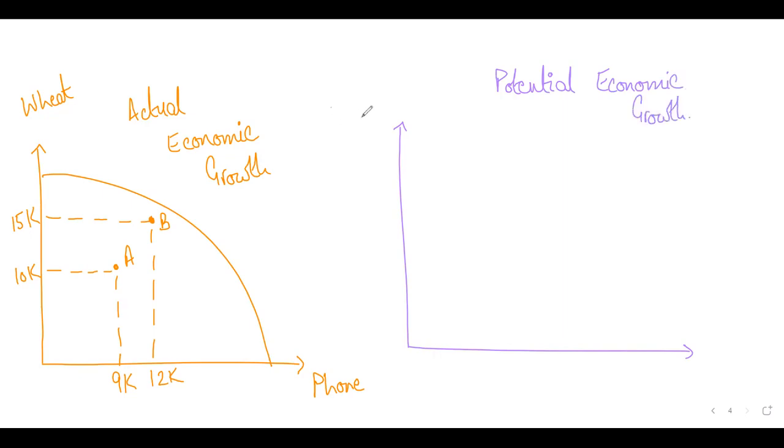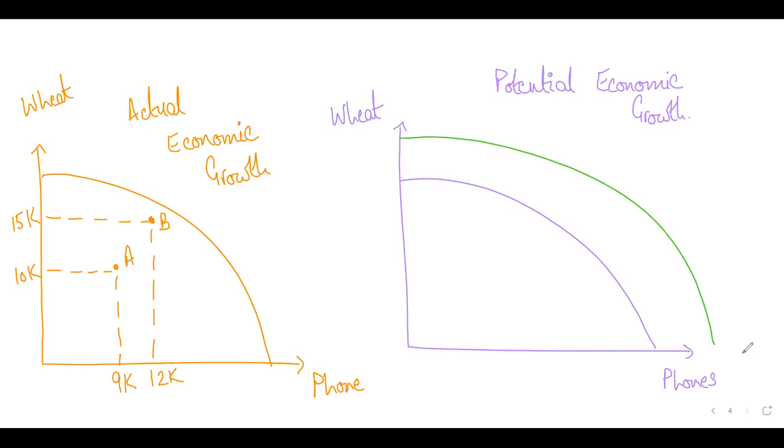So let's say again, you have wheat on the y-axis and phones on the x-axis. Okay, now let's say initially your PPC was at this level. Now with more resources, when does the country's potential to produce more increase? A country's potential to produce more increases when it discovers more resources. Students, are you following me? So when a country discovers more resources, invests in new technology, or when the labor force becomes more productive, more educated, more trained, they can produce more efficiently and produce more output. That is when potential economic growth will take place. Are you getting me or not?